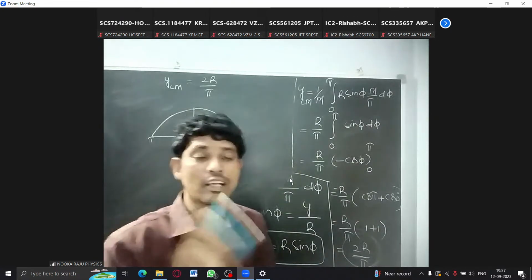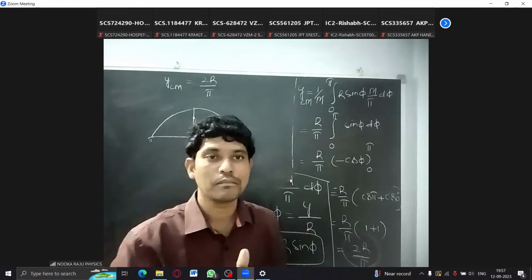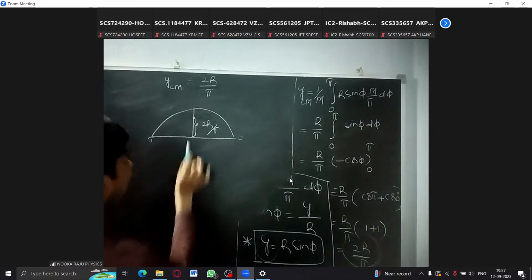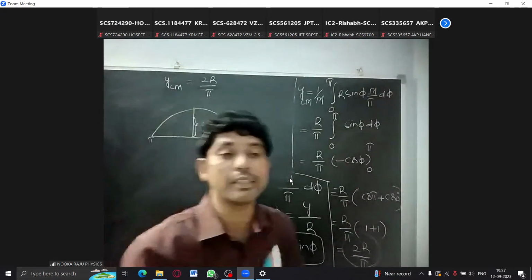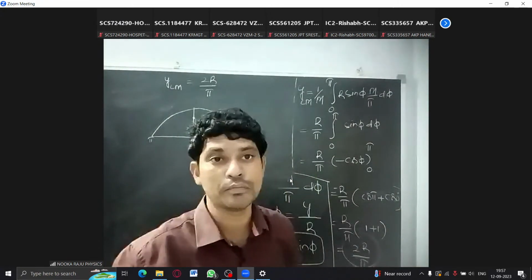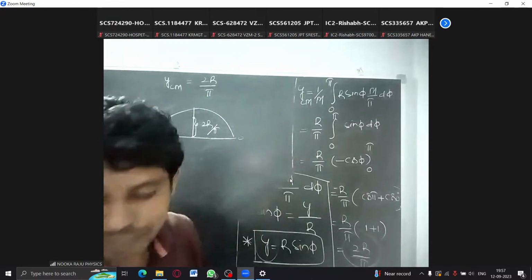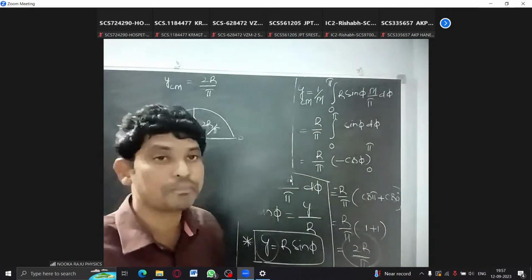Where is the center of mass of the semicircular ring? It is located at a height of how much? 2r by pi. That is the answer for the given value. So this is very important. Try to understand the integration of this method.